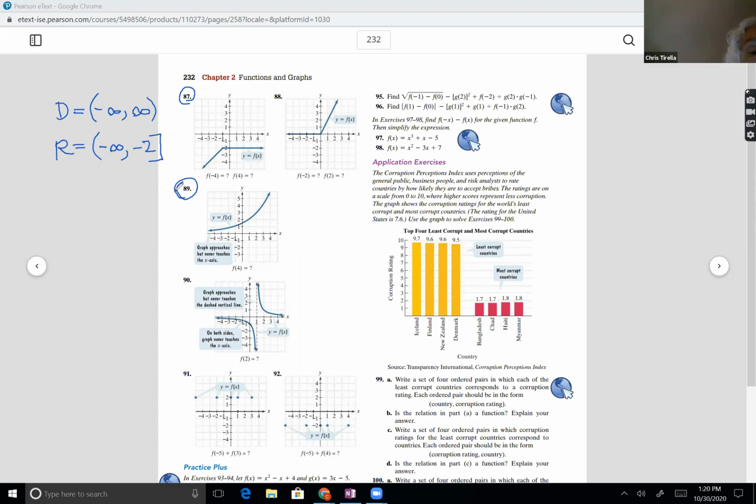Instead, if I look at 89, what would you tell me the domain is? Negative infinity to positive infinity. Beautiful. Instead, if I asked what the range is, would it be -1 with the soft parentheses to infinity? I like the idea that it goes to infinity, but let's read this fine print here. It says it approaches but never touches the x-axis. And so the x-axis would be where y is 0. So I'm thinking it's soft parentheses 0 to infinity.